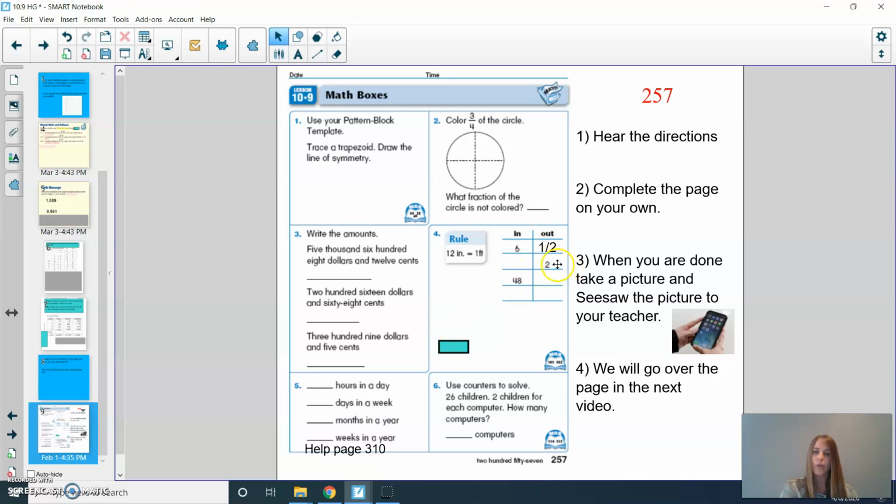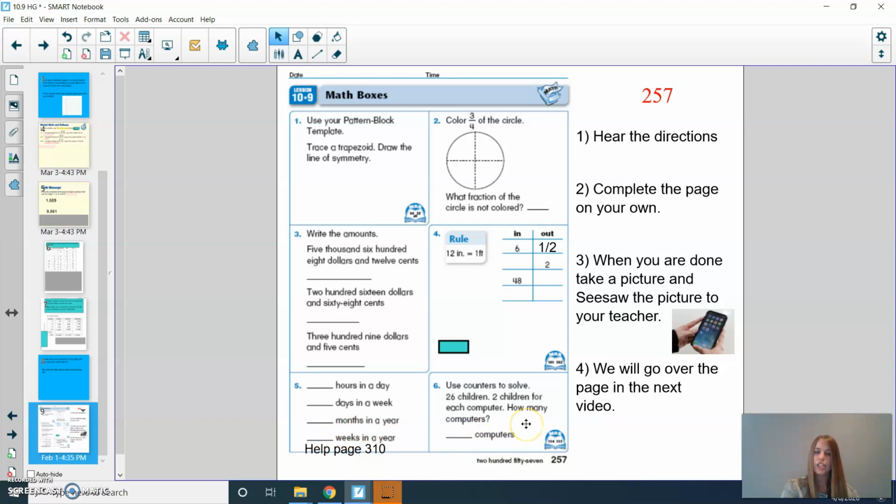So if you look at the second one, if our out is 2, meaning we have 2 feet, you need to think about how many 12s. So almost like thinking about 12 plus 12. For 48, think about how many 12s go into 48. And then the last one, you can make up your in and out, but still following the same rule. For question number 5, we're looking at hours in a day, days in a week, months in a year, and weeks in a year. If you need any help, please take a look at page 310.